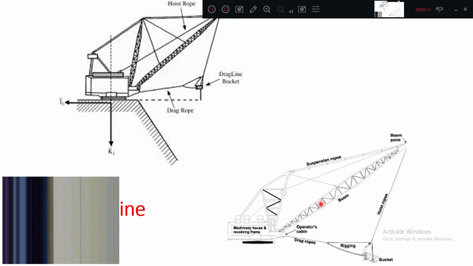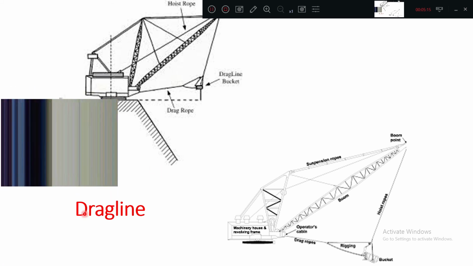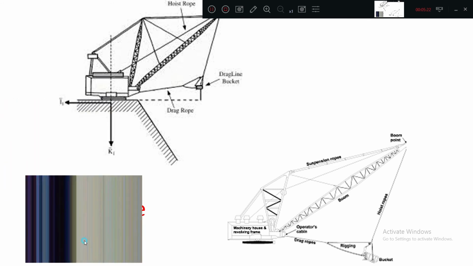This is a typical dragline example. It is used in dredging operation. Dredging means taking the sand or boulders from the river. This is situated at the bank portion. Here the river is flowing, so this is used to take the sand from this river.